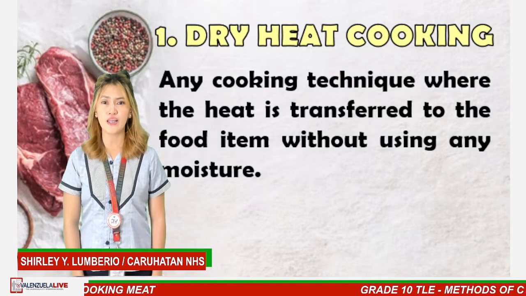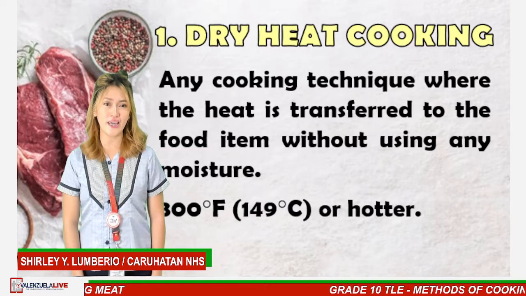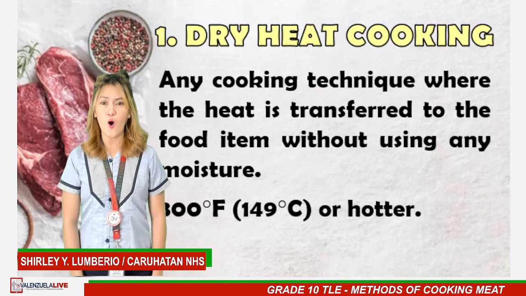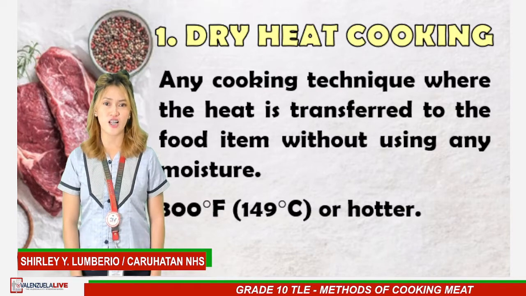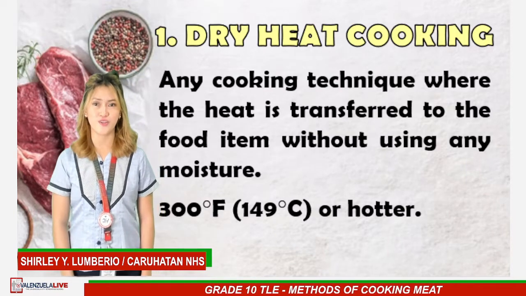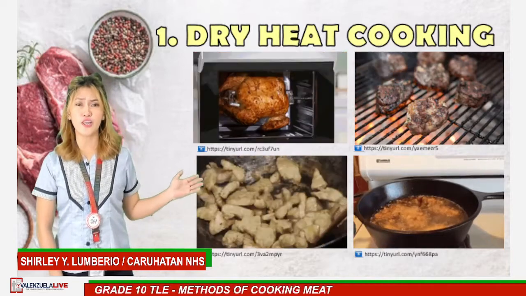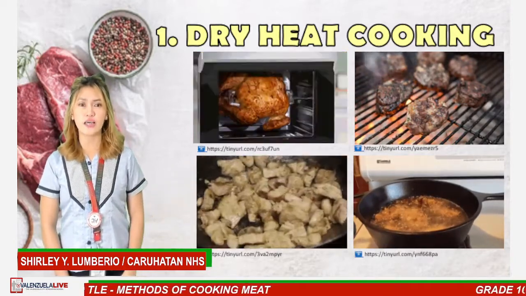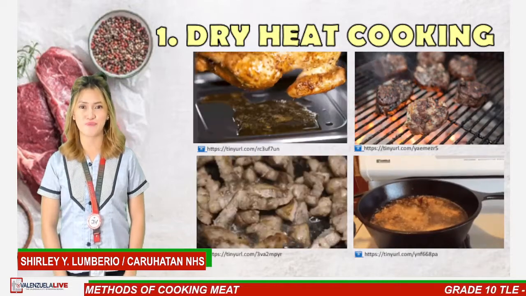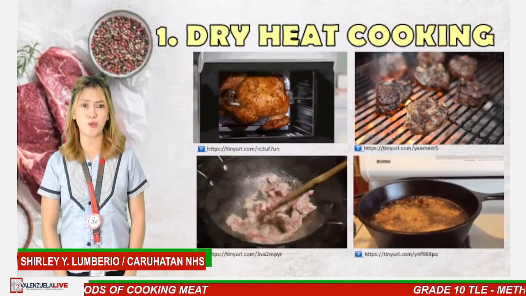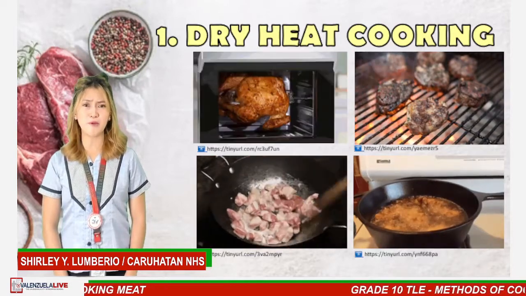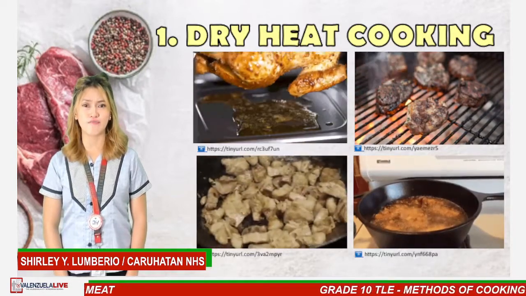Dry heat cooking typically involves high heat with temperatures of 300 degrees Fahrenheit or 149 degrees Celsius or hotter. The browning of food, including the process by which meat is browned, called the Maillard reaction, can only be achieved through dry heat cooking. What are the example methods of dry heat cooking?